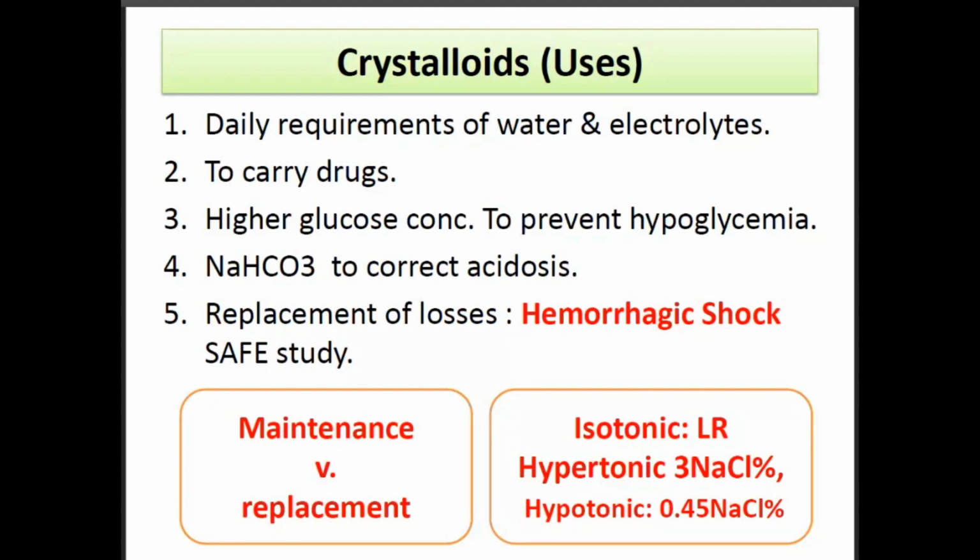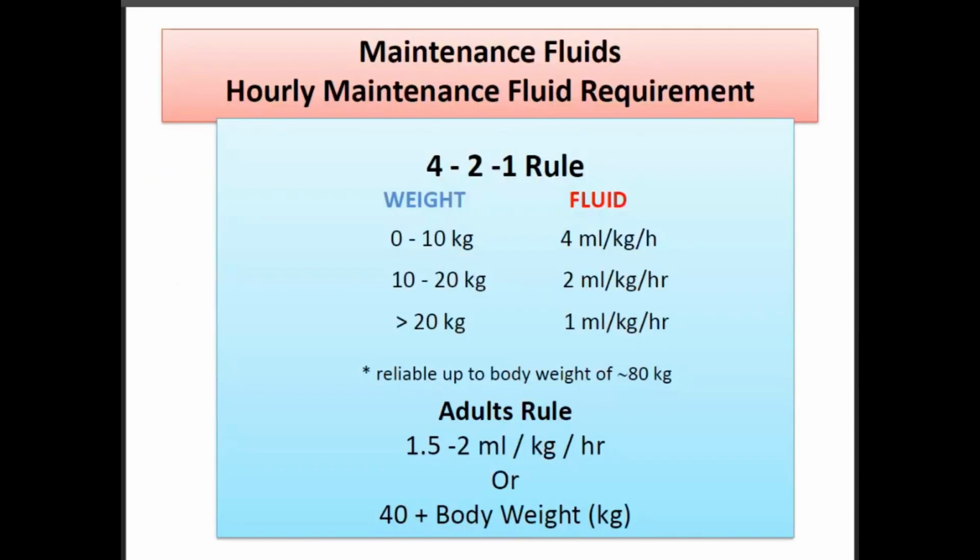NaHCO3 is a very important crystalloid to know; it corrects acidosis. Replacement of losses is a very important indication, as in this case. So you can give it in resuscitation and maintenance. And these are some examples. Isotonic like ringer lactate, hypertonic like 3% normal saline, hypotonic like 0.45% normal saline. And another isotonic example is the 0.9% normal saline, NaCl.